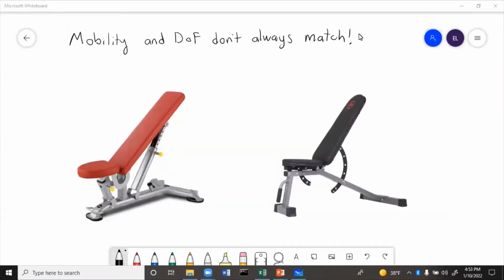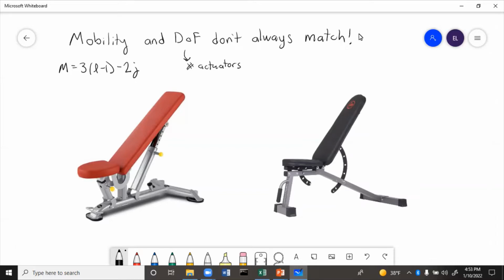Now, mobility and degrees of freedom are similar properties, but they don't always match. Mobility is something that's found by an equation, that is Gruebler's equation: M equals 3 times (number of links minus 1) minus 2 times total joint order. Degrees of freedom is the number of independent coordinates required to completely specify position, or another way to think about it is the number of actuators required.